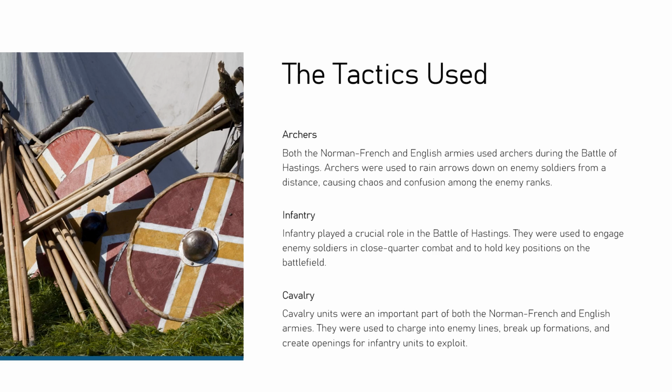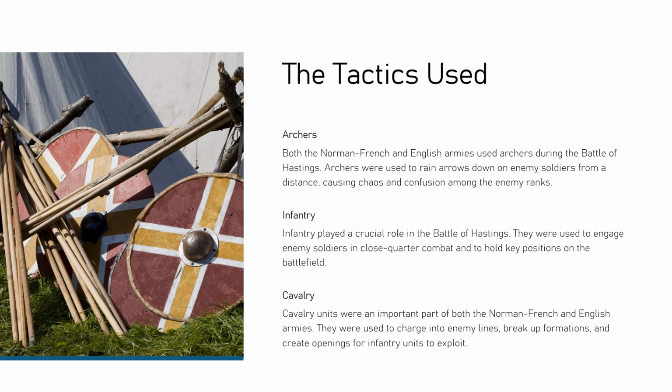The tactics used. Archers. Both the Norman French and English armies used archers during the Battle of Hastings. Archers were used to rain arrows down on enemy soldiers from a distance, causing chaos and confusion among the enemy ranks. Infantry. Infantry played a crucial role in the Battle of Hastings.